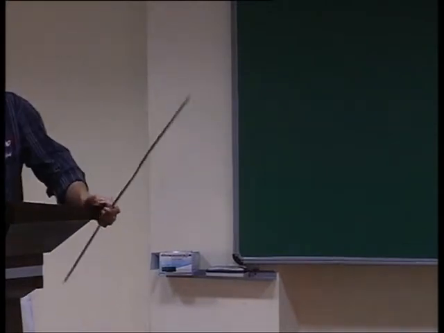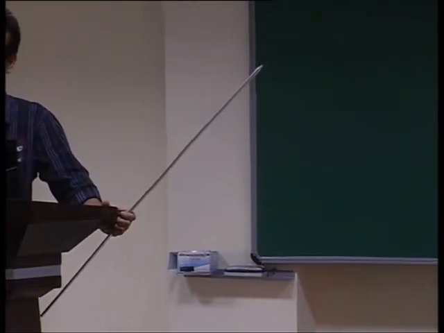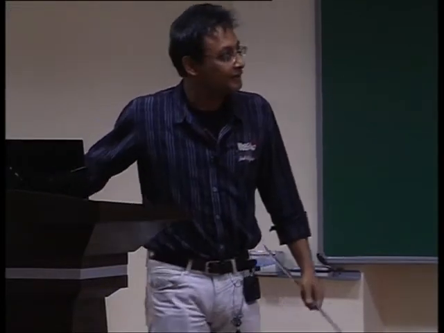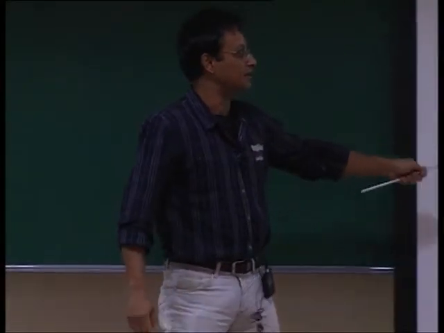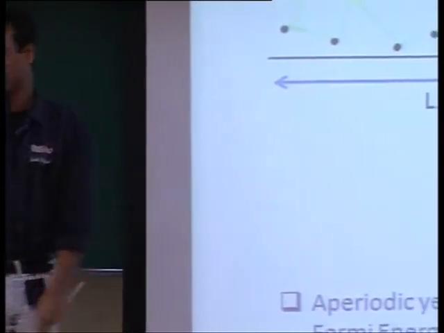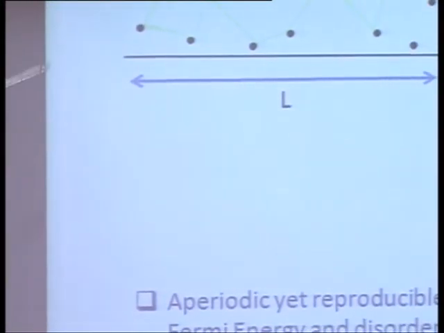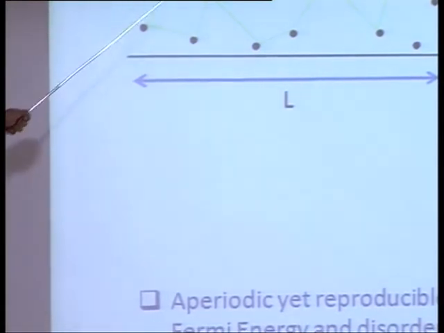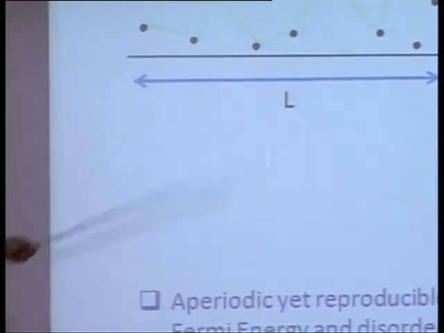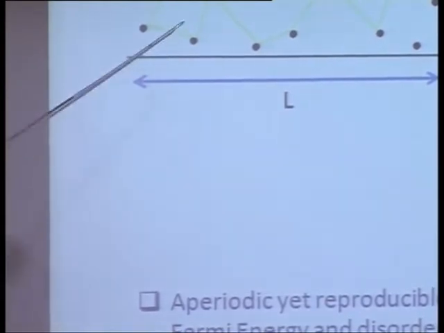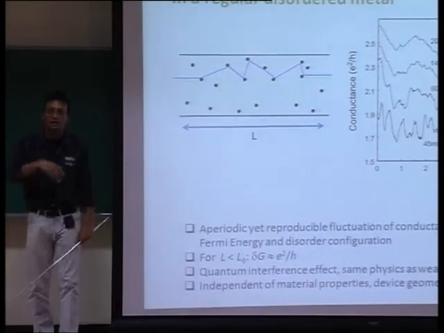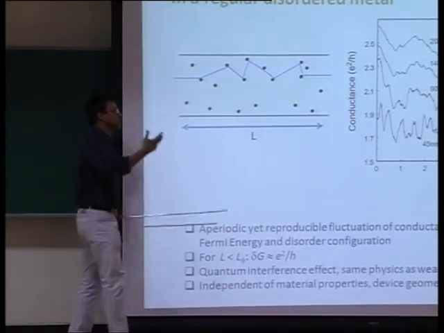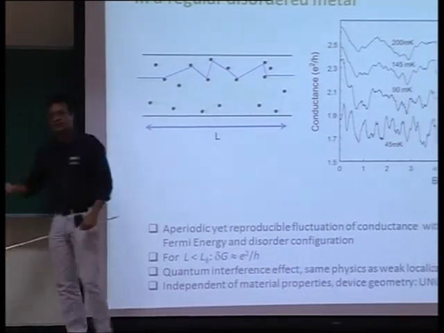What I'm going to do here is, just for the initiation purposes, tell you what the universal conductance fluctuation is. This is all known for a very long time. If you have a system of length L with lots of disorder in it, and you pass electrons from one side to the other, the electron moves diffusively, getting scattered in various parts. We all know that. If you apply a magnetic field, or change the Fermi energy of the electrons, or even change the disorder configuration, the conductance of this system starts fluctuating in an aperiodic but reproducible manner.